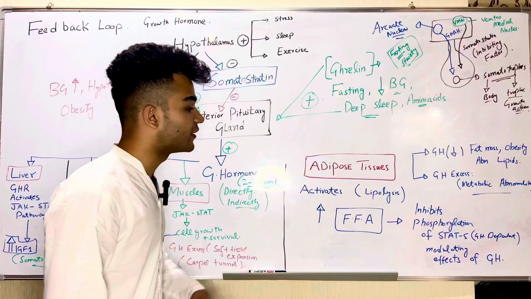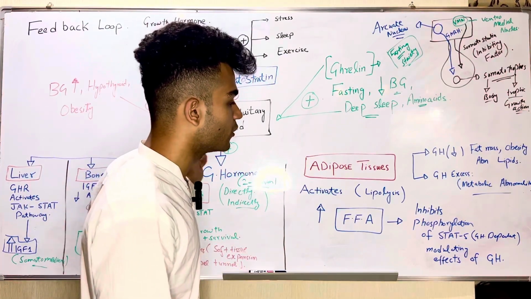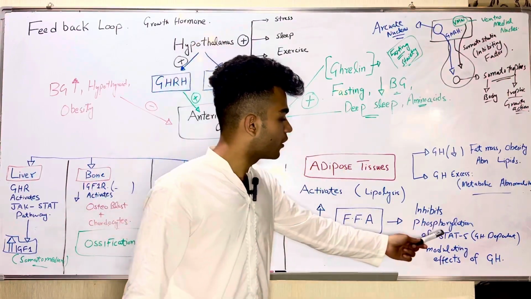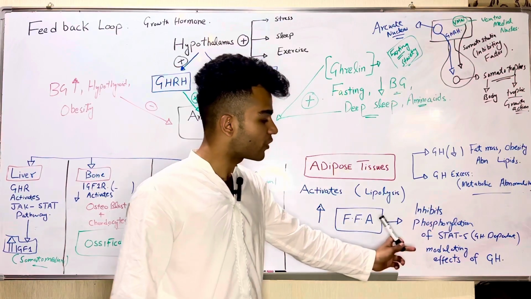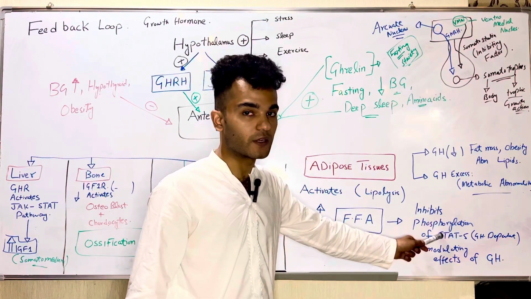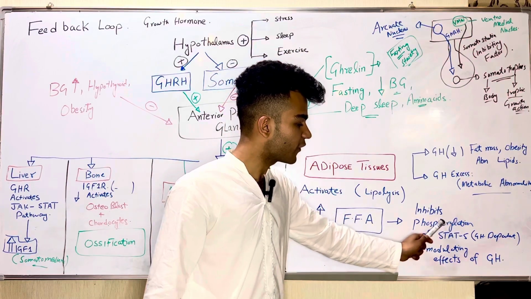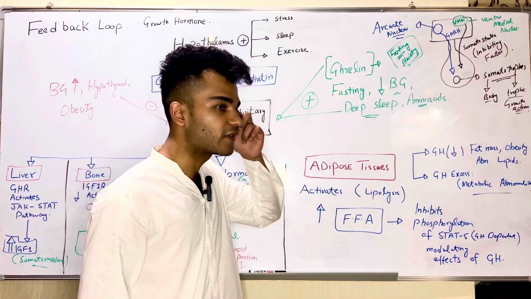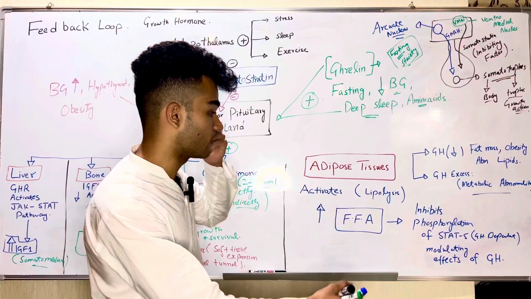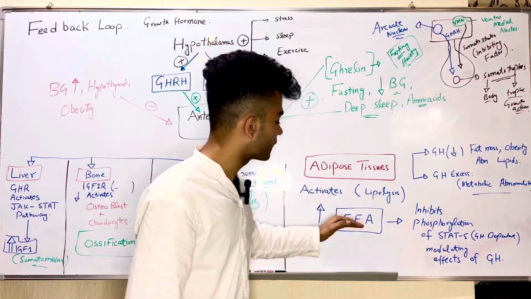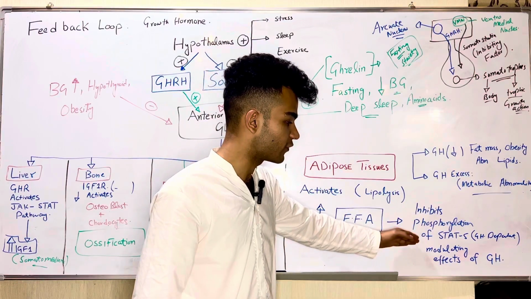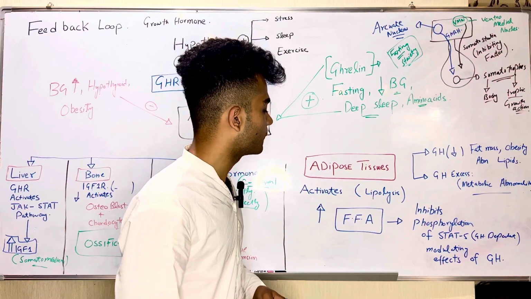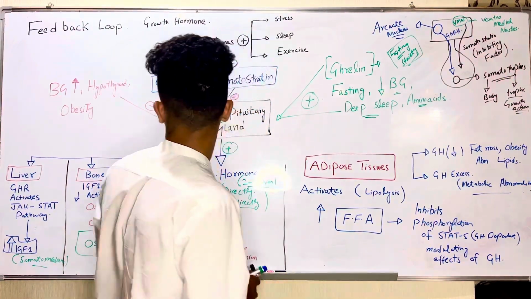Now what is STAT5? We discussed it in the JAK-STAT pathway before, that this STAT5 is growth hormone dependent, and before the phosphorylation of STAT5, it is not activated. When this STAT5 is phosphorylated, then it is activated and it will do the synthesis of the protein and it will go to the nucleus. So when these free fatty acids are more, they will inhibit the phosphorylation of this, and because of this it will change the effect of the growth hormone.